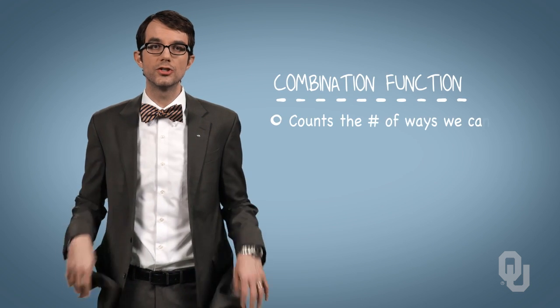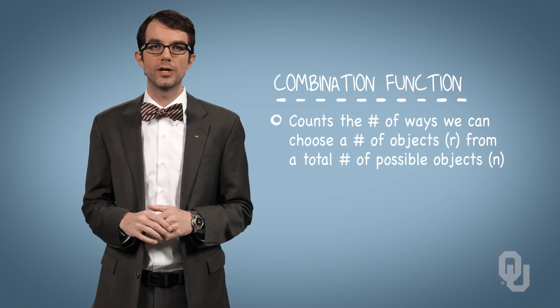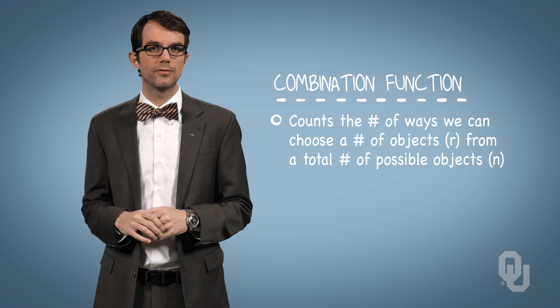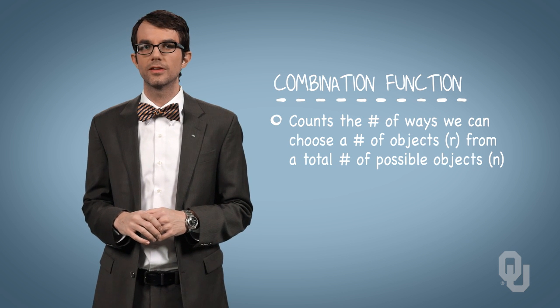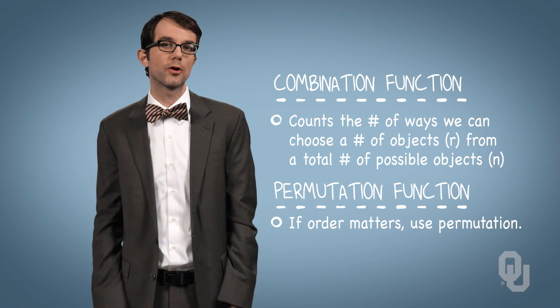To calculate some of these probability distribution functions, we need an ability to count the number of possible successes. We discussed a few counting approaches to count the number of ways that an event that we're interested in can occur. The most common is the combination function, which counts the number of ways we can choose a number of R objects from a total number of n possible objects. With the combination function, we're only interested in selection without regard to order. If order matters, we use a permutation.